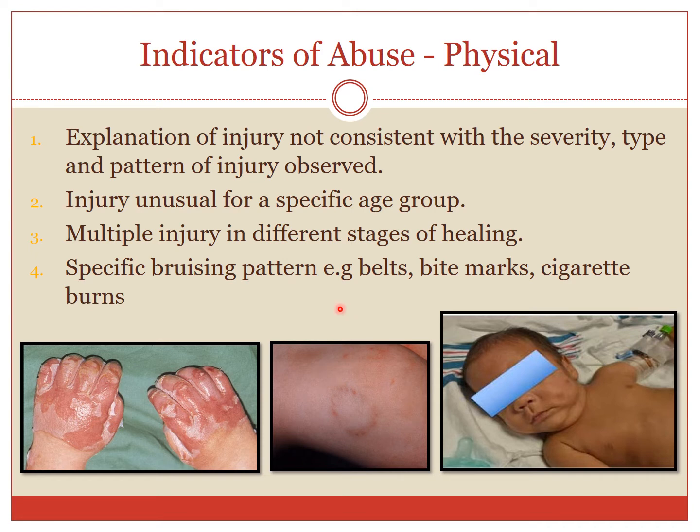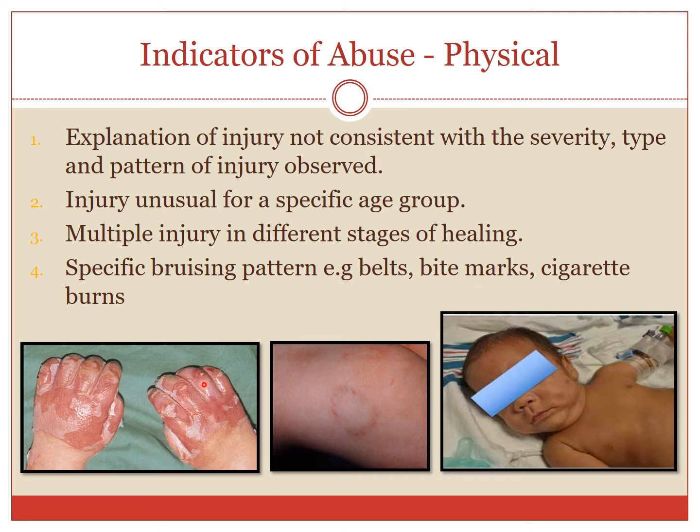So this is an indication of physical abuse. And of course, lastly, specific bruising patterns, like a child hit with a belt, a bite mark, or a cigarette burn, can be easily identified. So you can see in this child here, there is a cigarette burn on the face, and this is scalding when the child's hand was put into boiling water as a punishment.